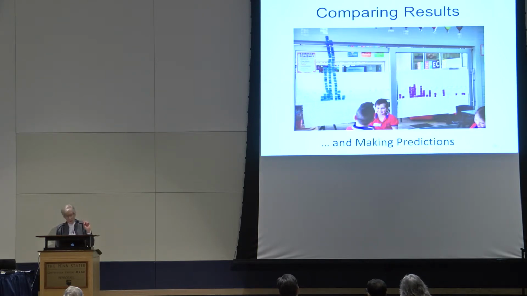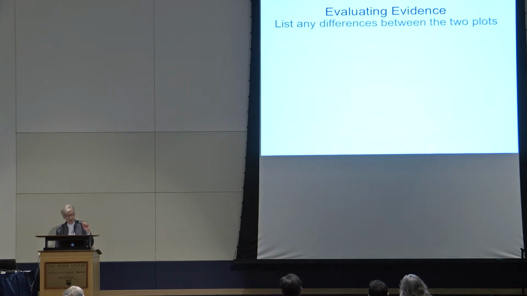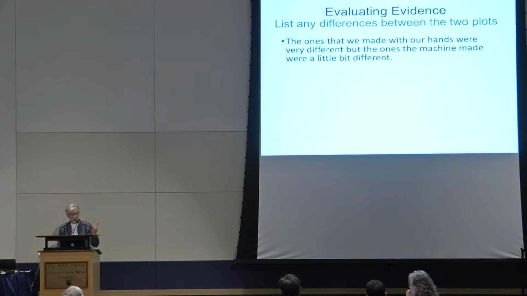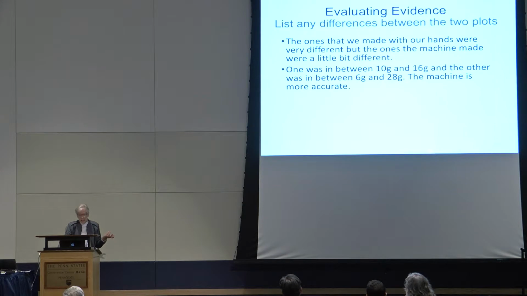So what we then asked the students was, they had workbooks, what is the difference between the two plots? And here are some of the things that they said. Now, these are grade 3s, and we have corrected the spelling, I will tell you. Once we made the hands were very different, were a little bit different. All right, that's pretty good. And then some of them talked about the range. Right, the machine is more accurate. That's a pretty big word for grade 3, although it probably wasn't spelled correctly.